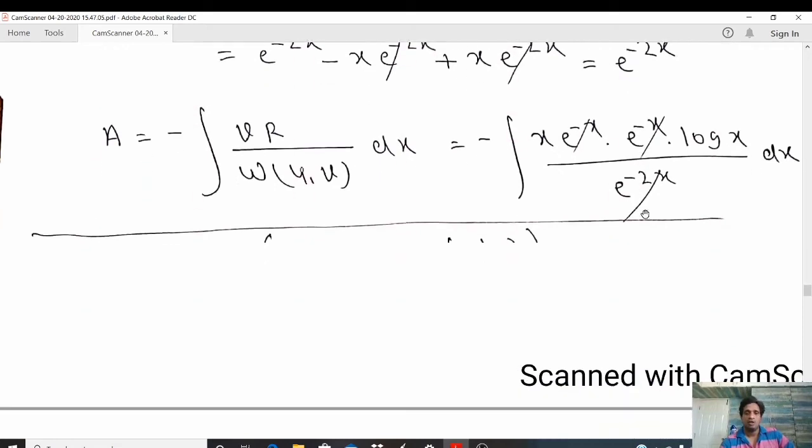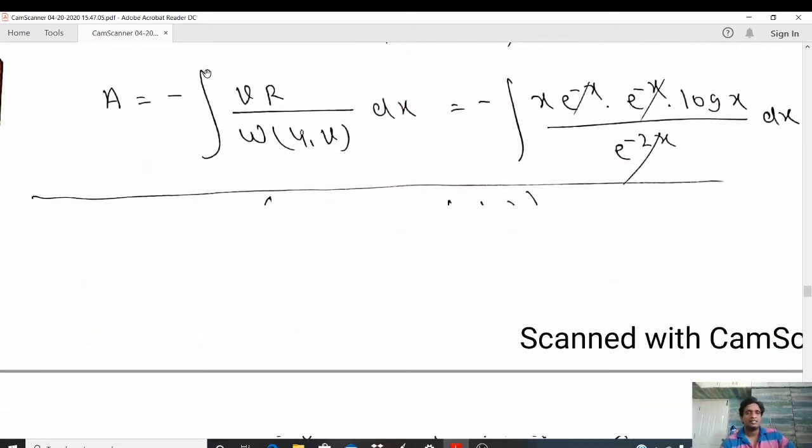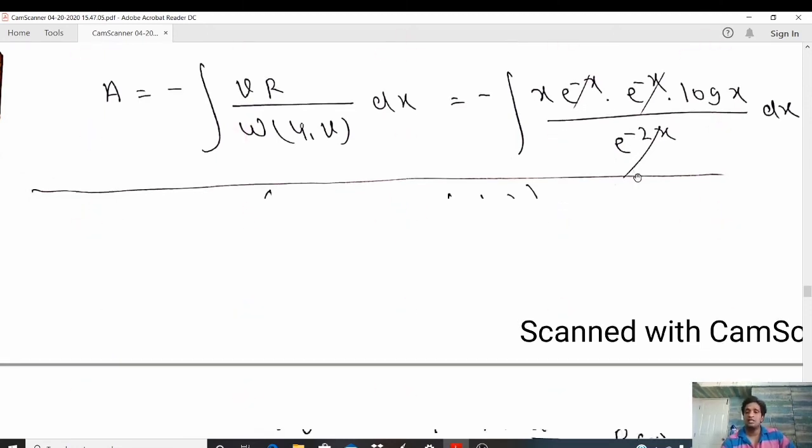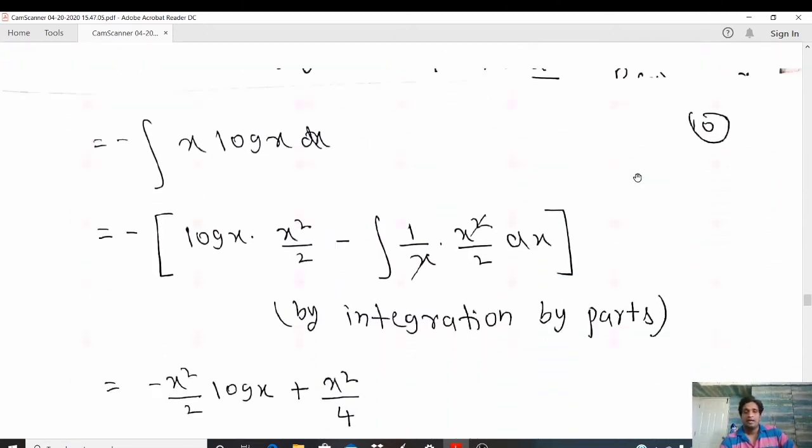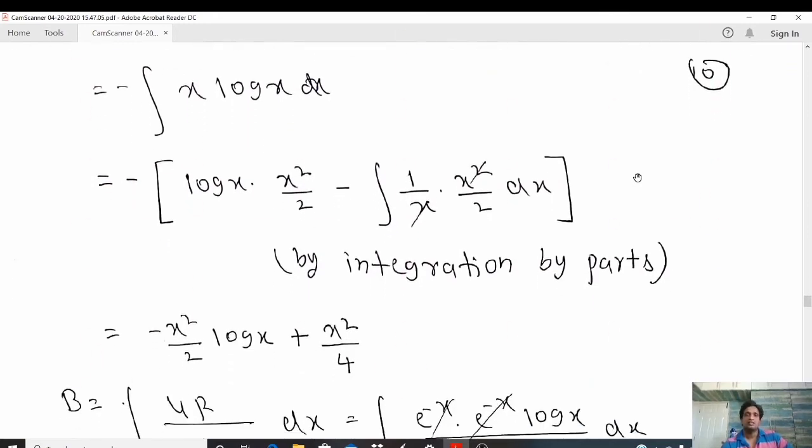So a is equal to minus integration v r by the Wronskian of u comma v dx, which is equal to minus, v is x into e power minus x, and r is given in the problem as e power minus x log x. The Wronskian W of u comma v you can write as e power minus 2x. In the numerator e power minus x times e power minus x becomes e power minus 2x, so I have cancelled it here, and it is minus integration x into log x.